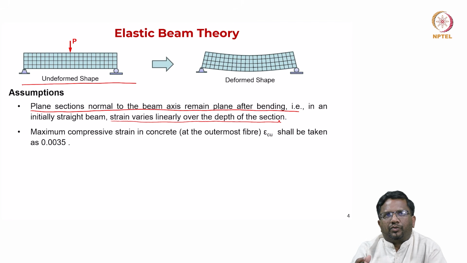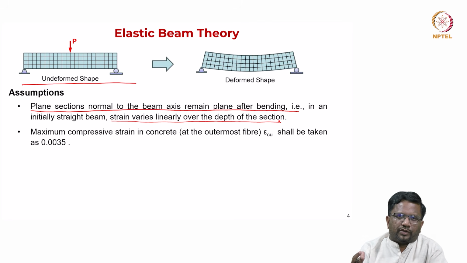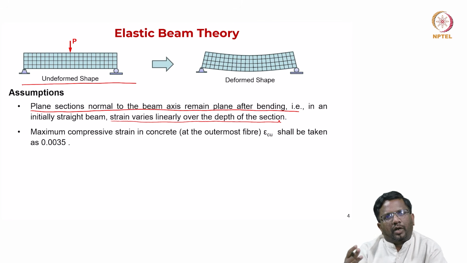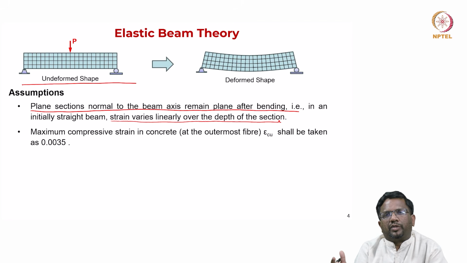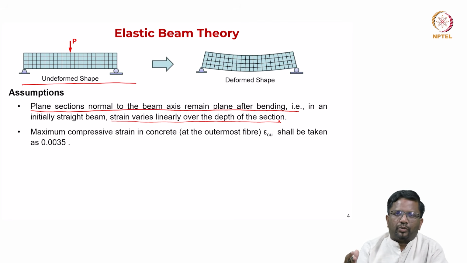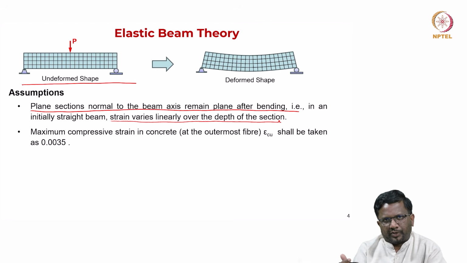So this is what we are going to assume even when the cross section is at the ultimate stage. The strain variation is always going to vary linearly, and this is valid for slender members, where the cross section dimensions are considerably smaller than the length of the member. But whenever we go to deep beams, this linear strain variation is actually not valid. Then we have to include the deformation that comes from shear as well.